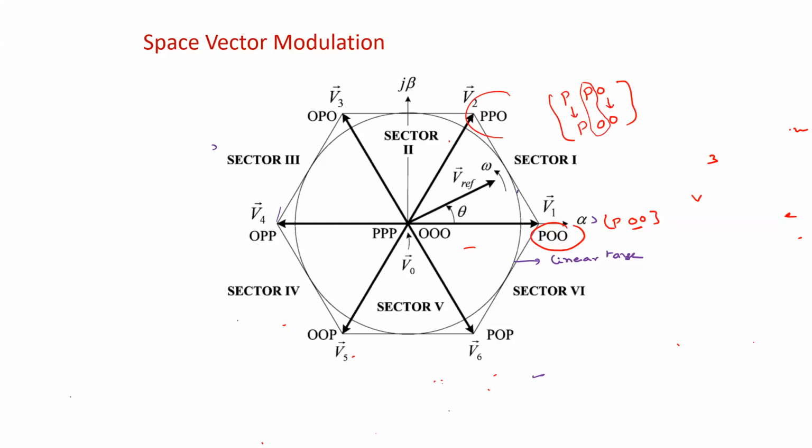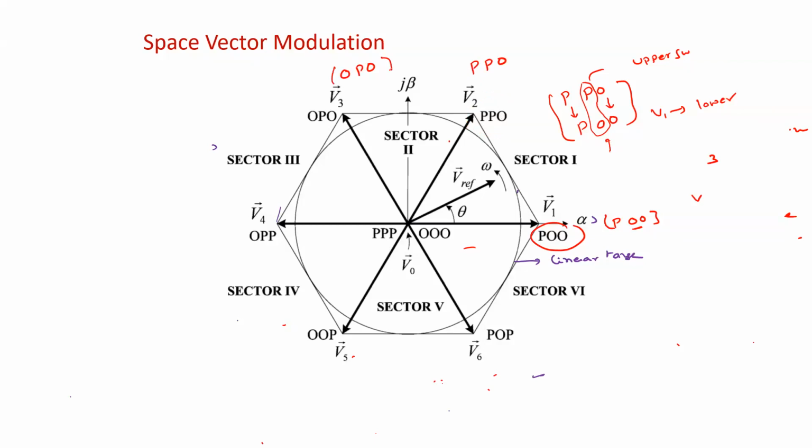Right. So earlier when you select V1 vector, so B phase, the lower switch is on, right? So now the upper switch is on. So you have only one transition. So when we are moving from one voltage vector to other voltage vector, you have only one transition. So in this particular case, you have transition in the B phase. Similarly, this is PP0 and this is 0P0.